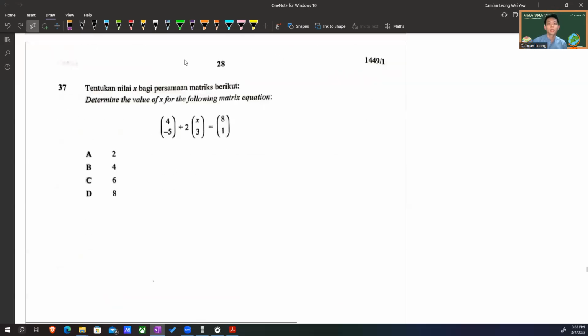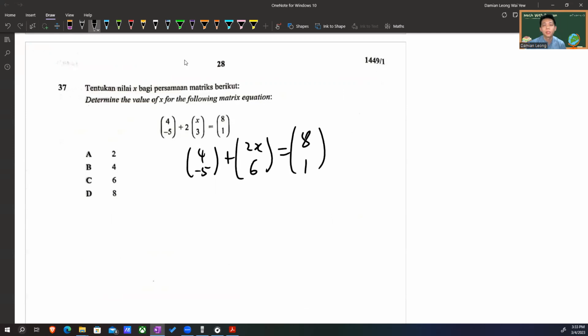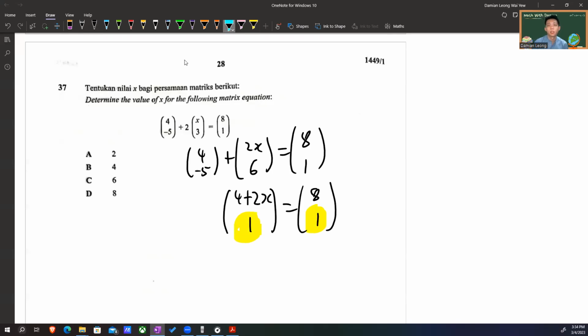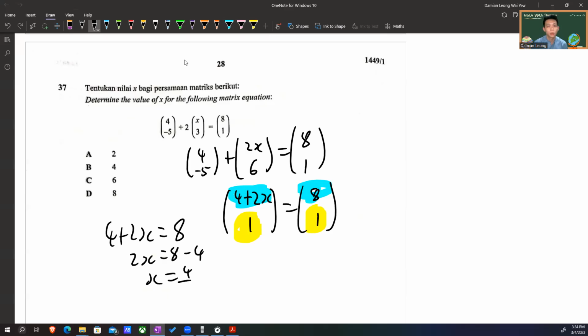Question 37. Determine x for the matrix equation here. I can multiply the 2 in: 4 negative 5 plus 2x 6 equals 8, 1. What I do is I combine this into one matrix. 4 plus 2x, negative 5 plus 6 is 1. Compare with 8, 1. Basically, elements in the same position would be the same. These two are the same, these two are the same. So 4 plus 2x is 8. 2x would be 8 minus 4, which is 4, opposite divide 2, x is 2. Answer B.